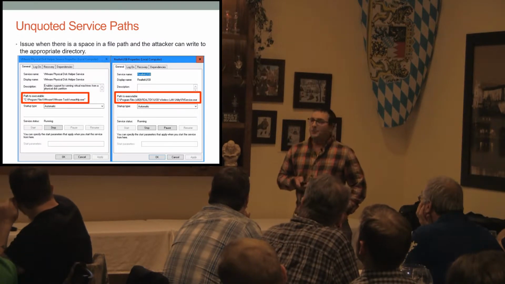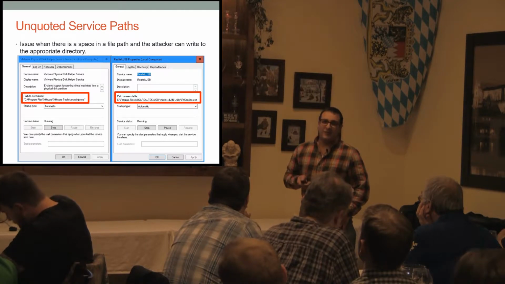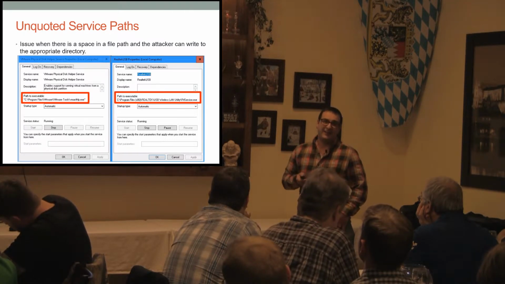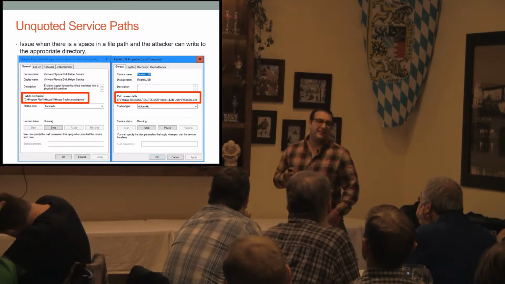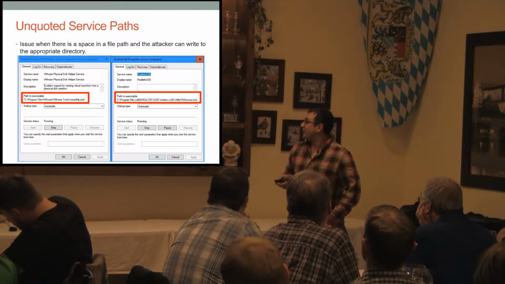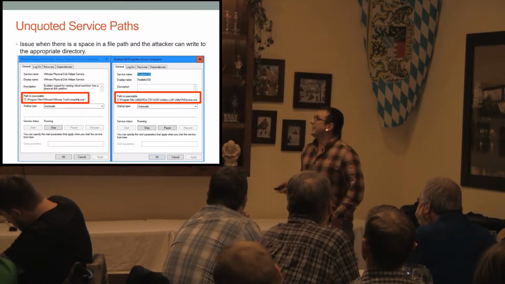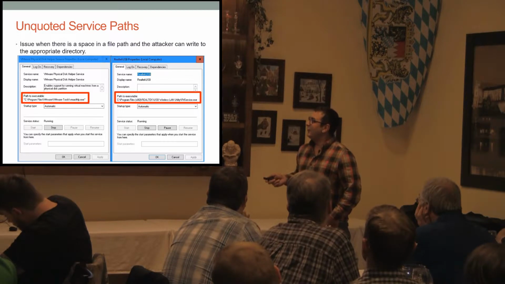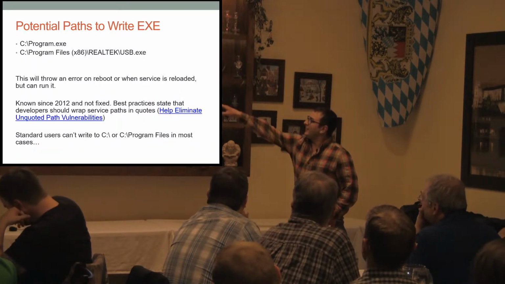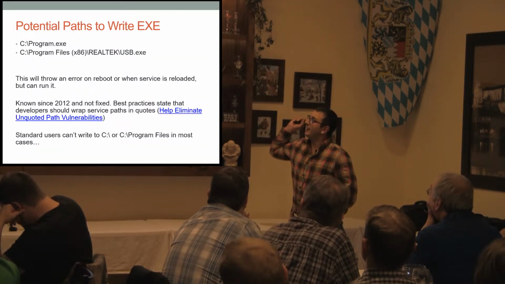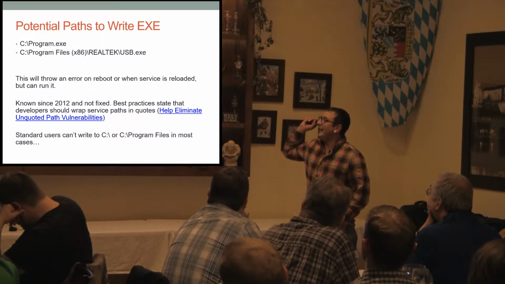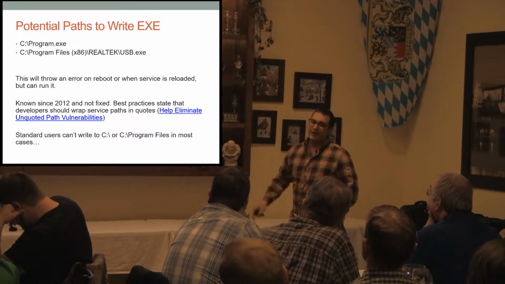Now, if the file permissions in Windows are set up correctly, that's not going to work, because as a standard user, you can't really write program.exe to the root of the C drive. But it's worth illustrating because we can talk about cases where it will work. So here you'll see some examples of where you might be able to, in that contrived example, write an exe.